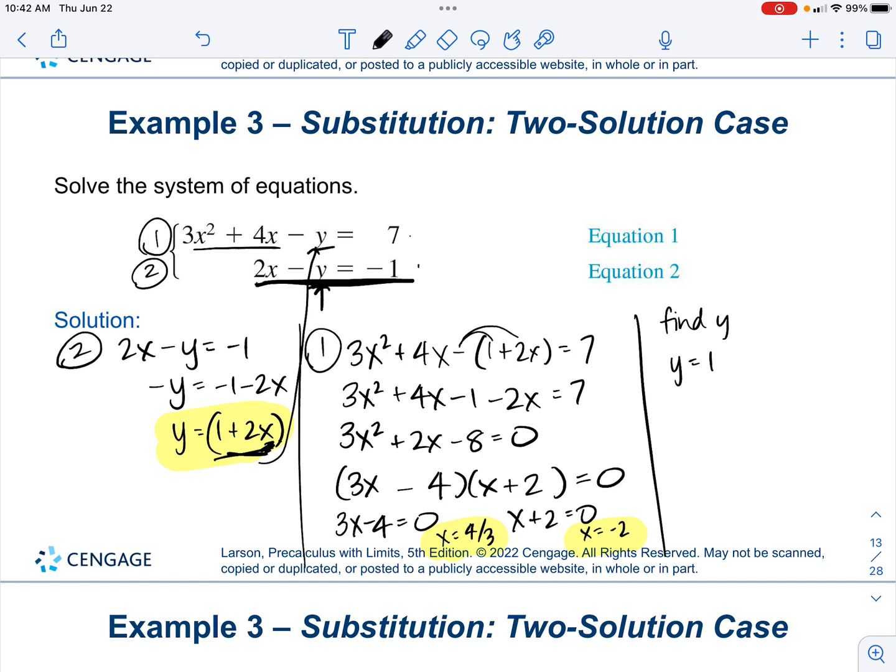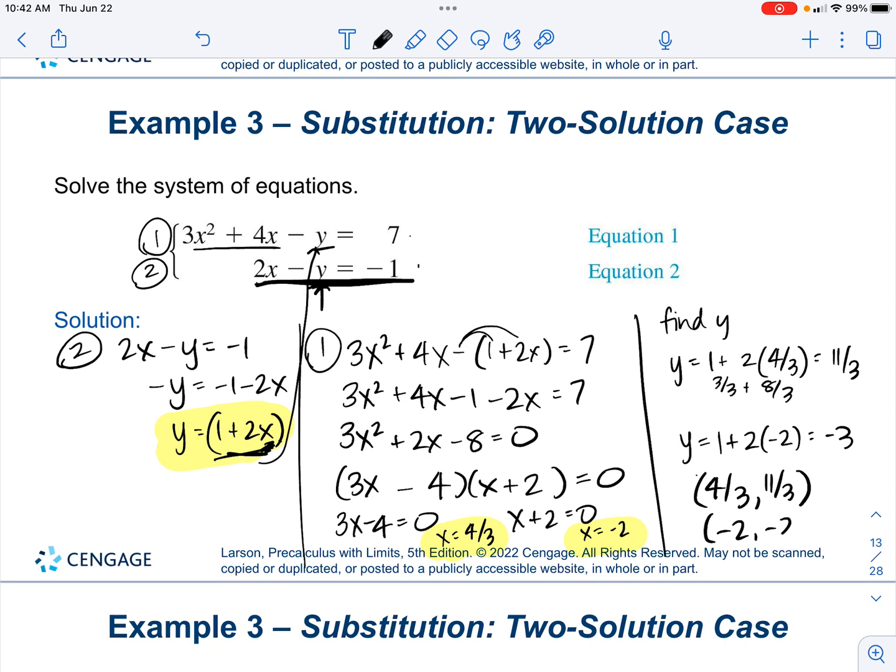Y equals 1 plus 2 times 4/3. Oops, I forgot that too. To figure out what that is, 8/3. 1 is 3/3 plus 8/3, so it looks like that's 11/3. And then if I plug in -2, I'll get 1 plus 2 times -2, which would be -3. So my first point was x is 4/3 and y is 11/3. My second point is x is -2 and y is -3. Those are my two solutions.